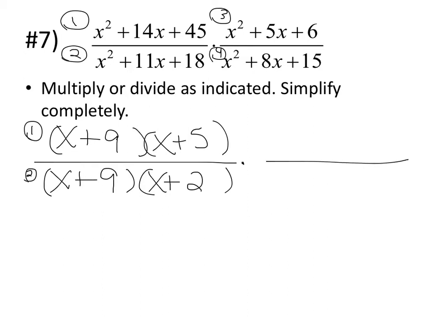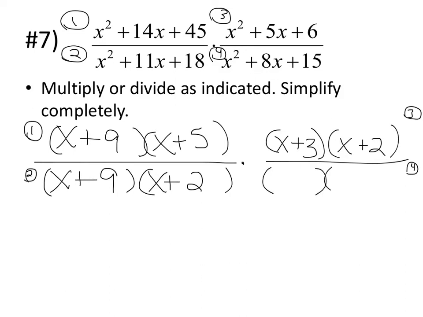Times, this is going to be 3 and 4. So x plus, plus, factors of 6 that give you 5 are going to be 3 and 2. 6 and 1 would also work, but 6 plus 1 would give you 7 here, since both your signs are plus, so you need to do 3 and 2. And then down here we have x and x plus, plus, factors of 15 that give you 8 are 5 and 3. So let's see what cancels.